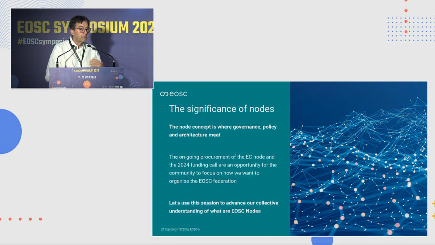Now, the EC has put a stake in the ground by doing the procurement of the EC node. We should take that opportunity. We would have to have this discussion about nodes and how our federation works, whether the EC created that node or not. So it's given us a perfect opportunity to have this conversation now and clarify our thinking and how we want to work together in the future. So let's try and use this session to get our collective understanding of EOSC nodes and develop them further. That's the end of the little introduction.